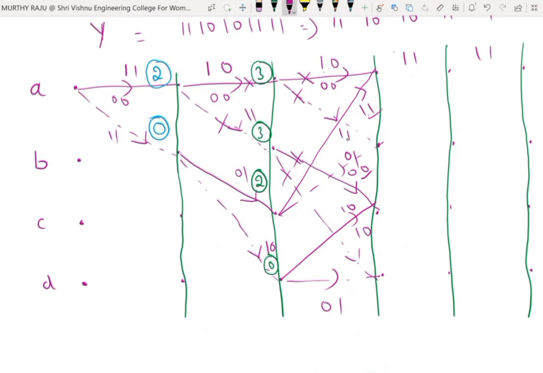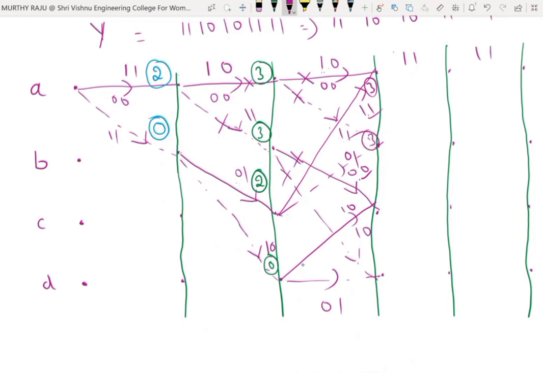C to A here is 1 1. 1 1 and 1 0. 1 change is there. 2 plus 1 here, that is 3. Here 3 is indicated. C to B with output is 0 0. Again here 3.